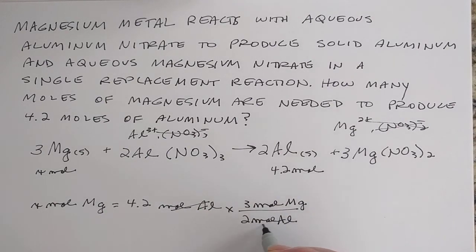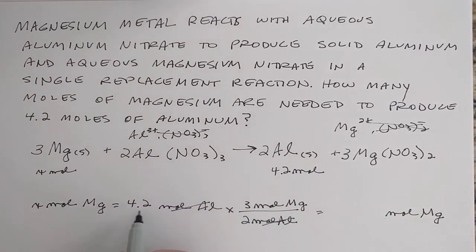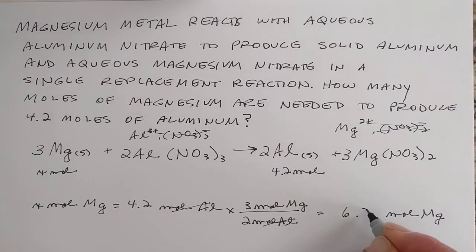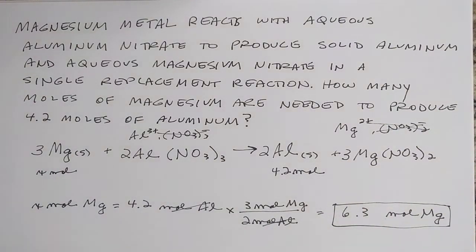Moles of aluminum cancel. We have the unit that we want. Put in our equal sign. Moles of magnesium. Unlimited sig figs, 2 sig figs. Our answer gets 2 sig figs. So 4.2 times 3 divided by 2 equals, and we get 6.3 moles of magnesium.